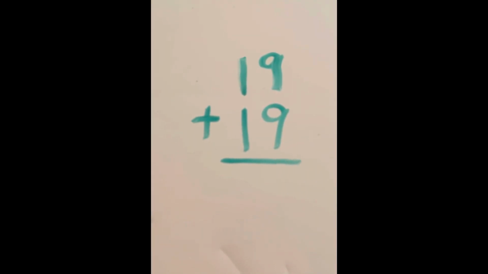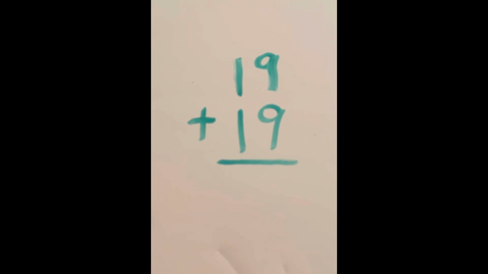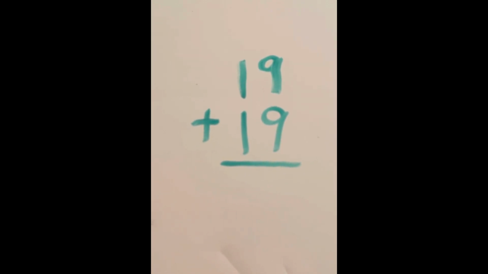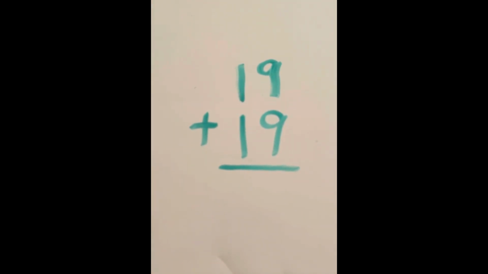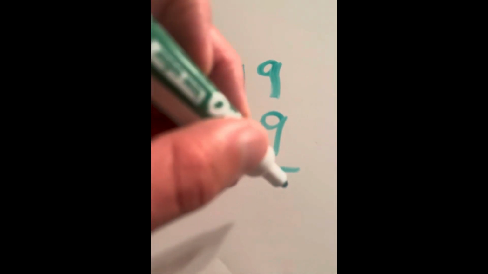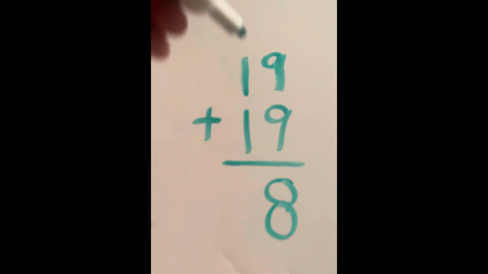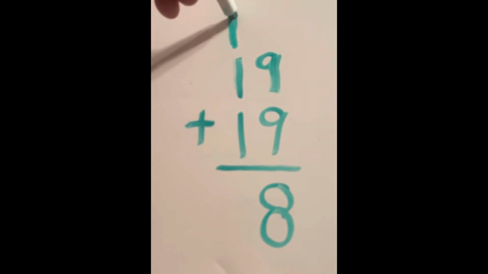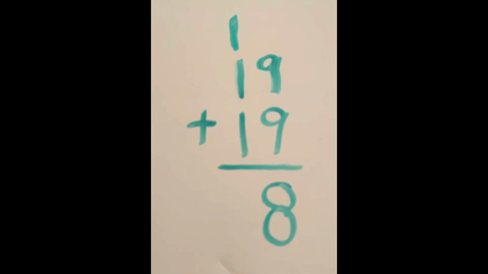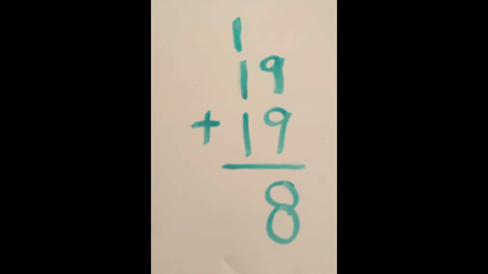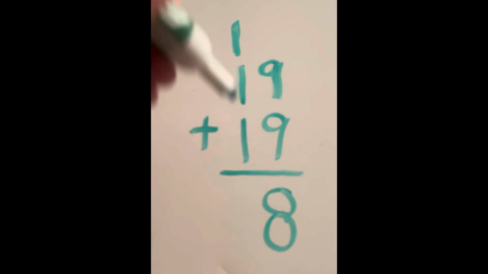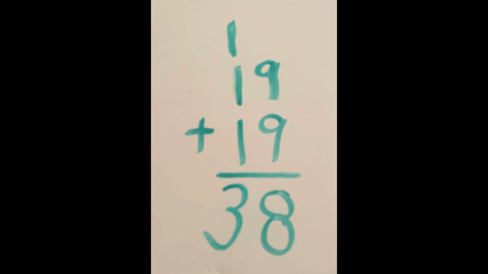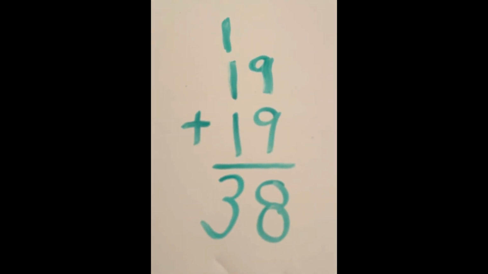All right, example 8 now. 19 plus 19. So we always start with the digits in the ones place. 9 plus 9 equals 18. So the 8 in 18 goes in the ones place. The 1 in 18 gets carried over to the tens place. So 1 plus 1 is 2, plus the 1 that we carried over makes it 3. And our answer is 38. 19 plus 19 is 38.